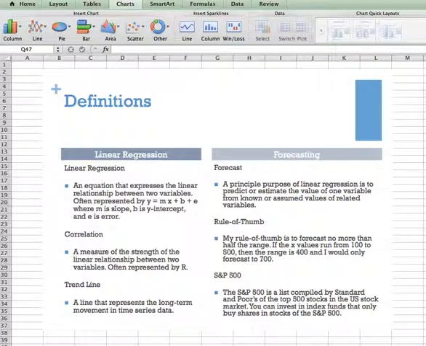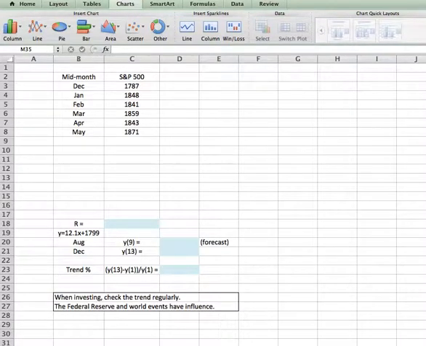The S&P 500 is a list compiled by the Standard & Poor's Company of the top 500 stocks in the U.S. stock market. You can invest in index funds that only buy shares in stocks of the S&P 500. I will use the S&P 500 as an example. Okay, let's take a look at some calculations with Excel.